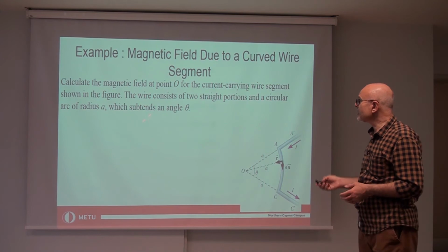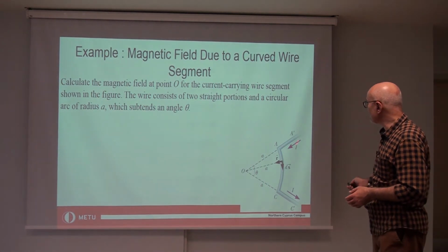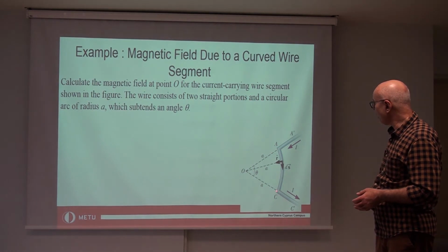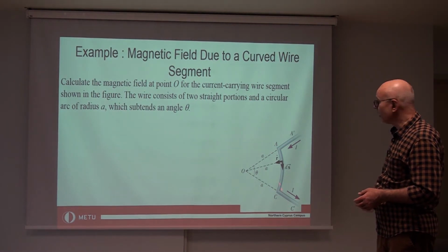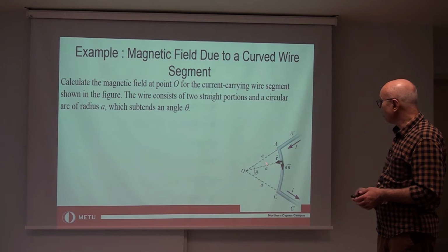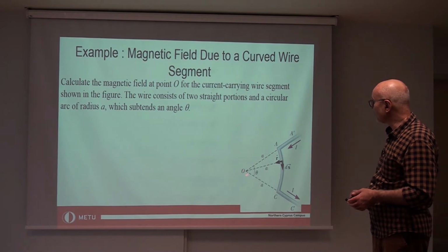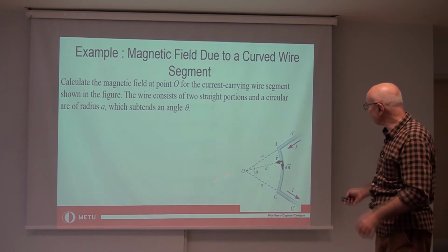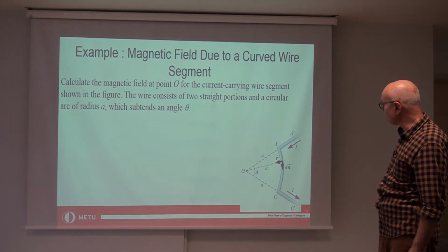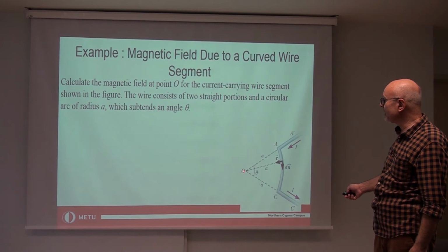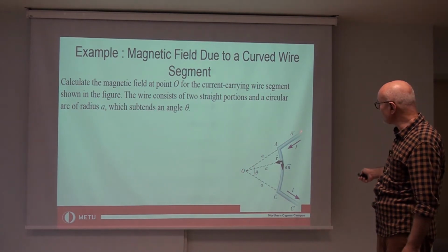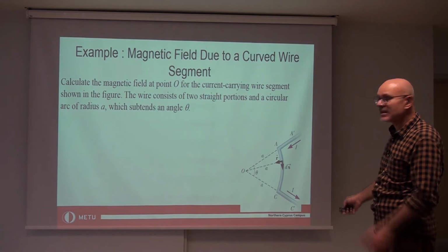In this case, our current distribution is composed of the following. We have a current coming here and then forming an arc, and then the current is leaving. This arc is part of a circle, and we want to find the magnetic field at the center of that circle. To start with, we immediately say that this part of the current and this part of the current contribute no field here. The magnetic field due to these two parts at the center is 0.